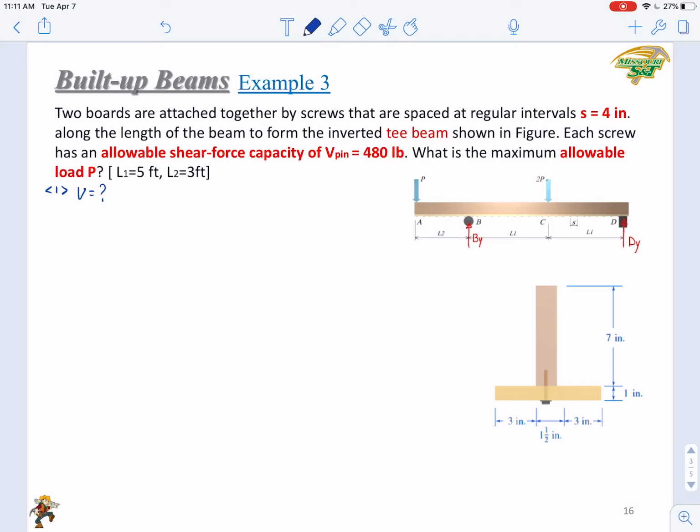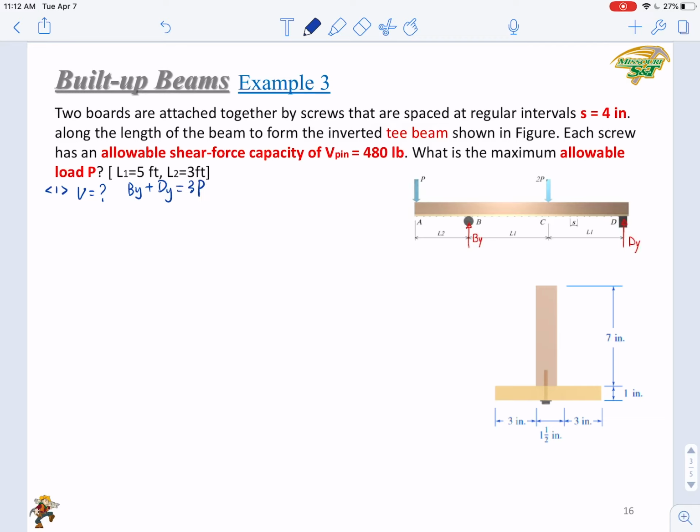But how to find V? We need a free body diagram. It has been shown here. So based on the free body diagram, we can solve the reaction forces and then draw the V diagram. So it's not hard to do. The overhanging beam, you already know its loads and the By and Dy. So from equilibrium, you will know that By plus Dy equals 3P.